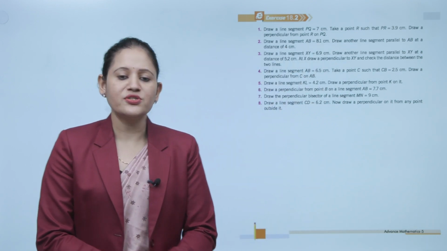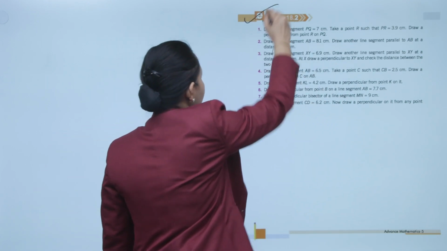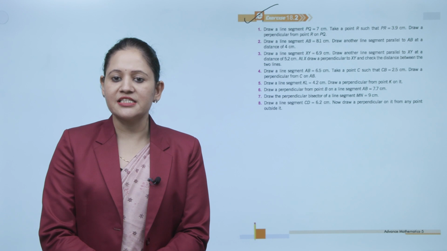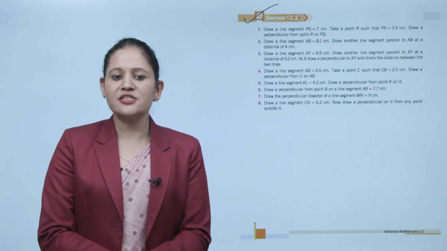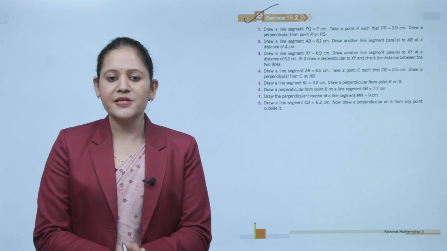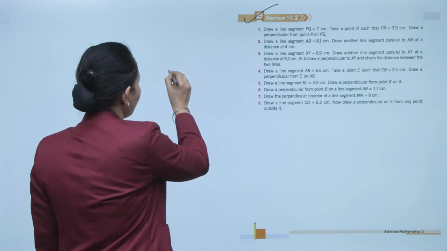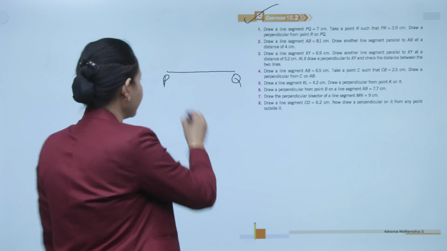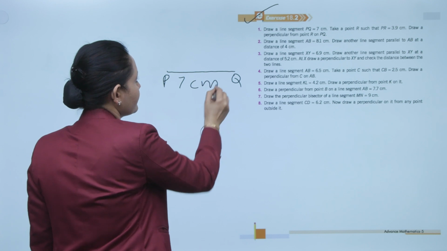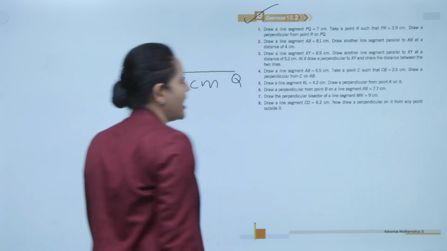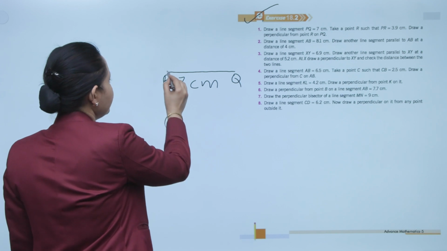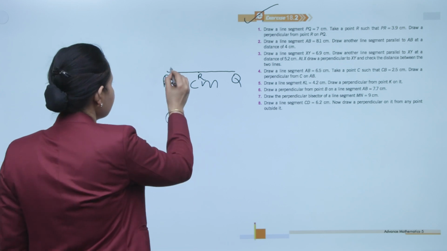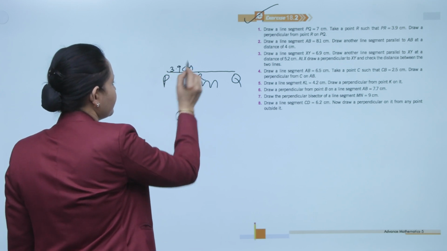Next is exercise 18.2. Draw a line segment PQ 7 cm. Take a point R such that PR is 3.9 cm. Draw a perpendicular at point R on PQ. So for that, first we'll draw a line segment PQ that is 7 cm. Now take a point R such that PR is 3.9 cm. From P we take a distance of 3.9 cm, that is point R. This distance is 3.9 cm.